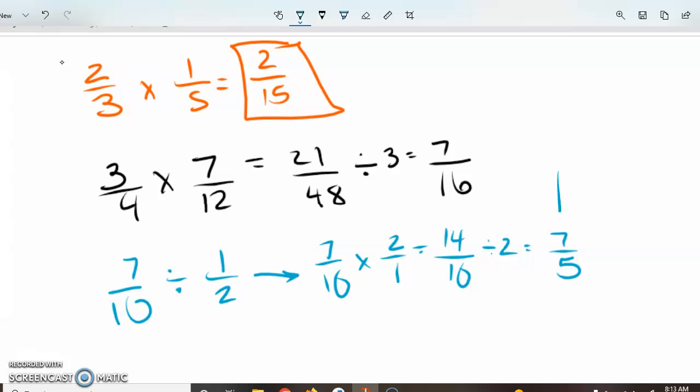Now the only issue with this right now is that we're almost done. It's improper. That means that the top is bigger than the bottom. The numerator is bigger than the denominator. So we can make this into a mixed number. So we can divide. How many times 5 go into 7? 1 time. What's the remainder? 2, and we keep the denominator the same. So 1 2/5.